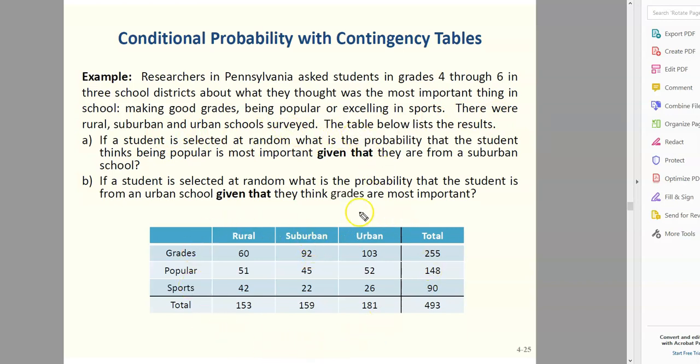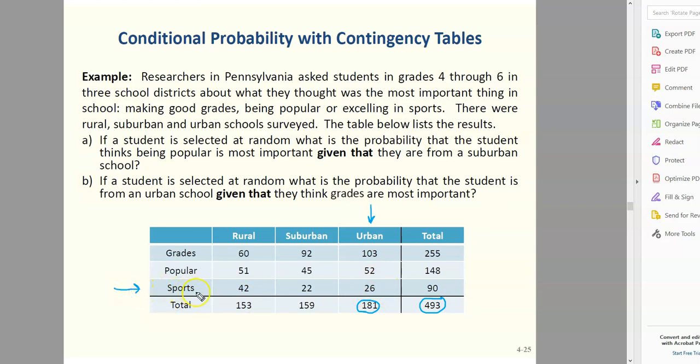So down here we have our results. In this table, we see that there were in total 493 students surveyed. And if we look down this column right here, for example, the students from an urban school district, there were 181 of those students surveyed. 103 of them thought grades were most important, 52 thought being popular was most important, and 26 thought sports were most important. And we can also look across a row.